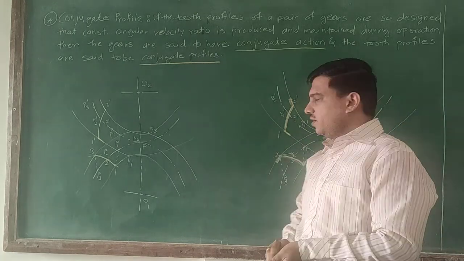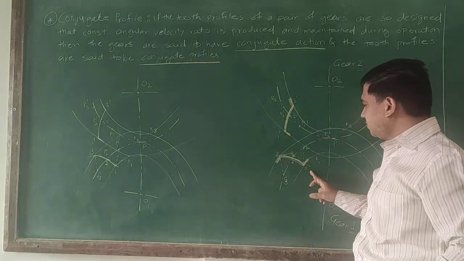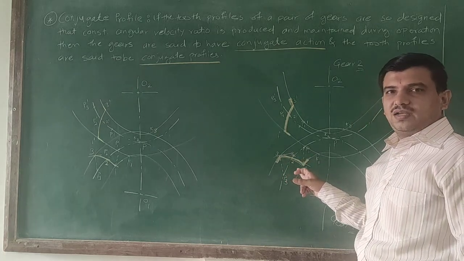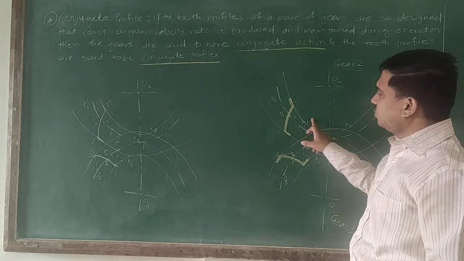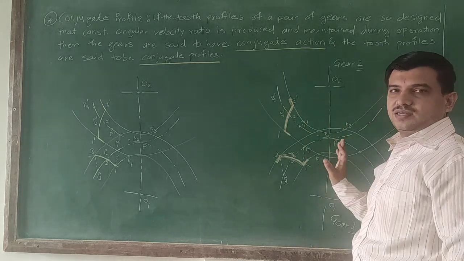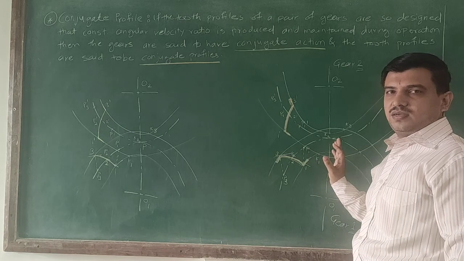So if we have this gear profile which was selected arbitrarily, we have produced another gear tooth profile which will produce a conjugate action. Okay, are you getting me?